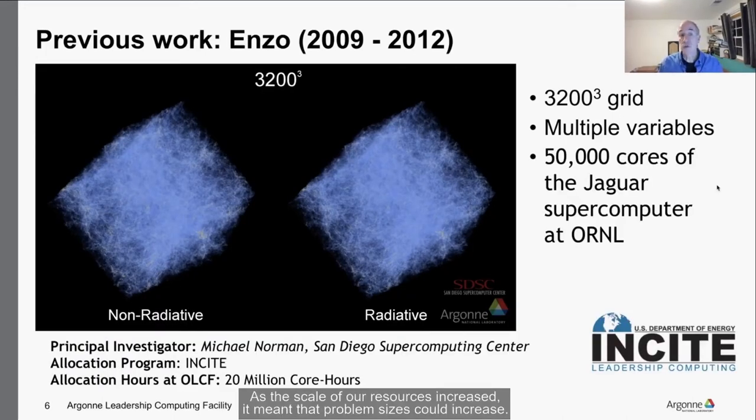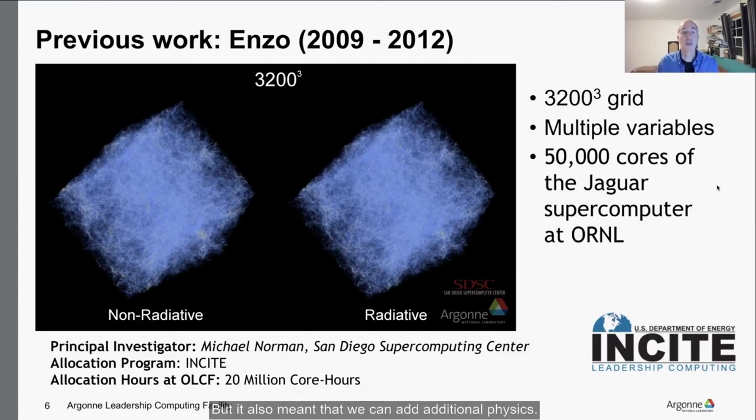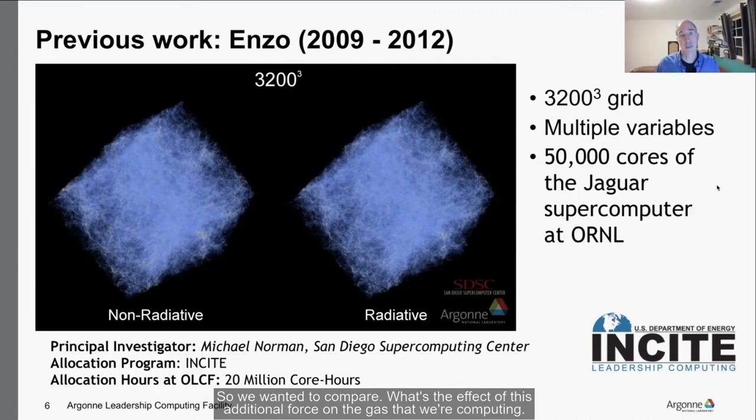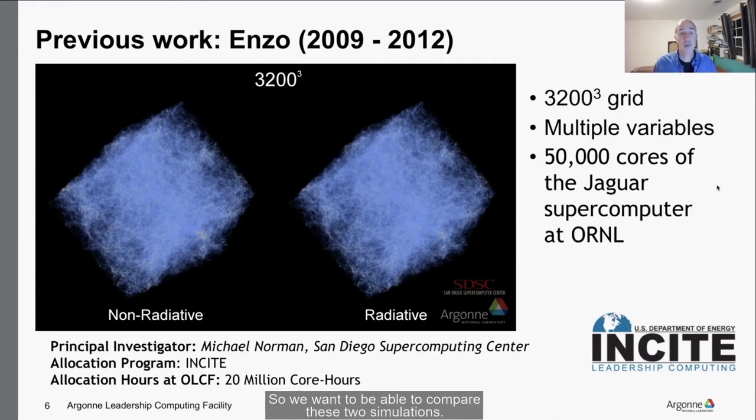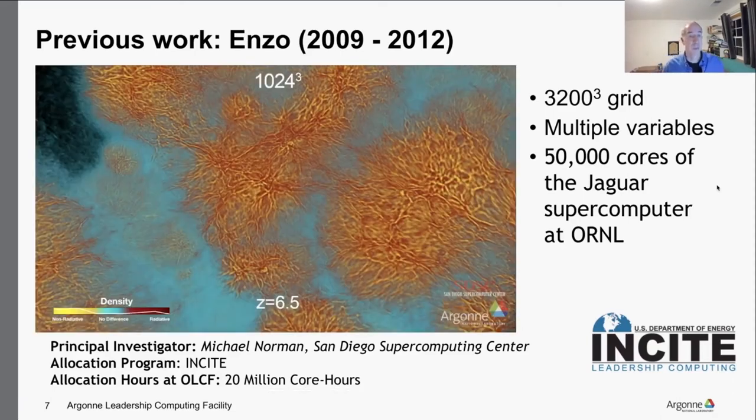As the scale of our resources increased, it meant that problem sizes could increase. But it also meant that we could add additional physics. In this case, radiation was added. So we wanted to compare the effect of this additional force on the gas that we're computing. We wanted to compare these two simulations side by side, just looking at the density as we see here, and there's really no visible difference between the two simulations.